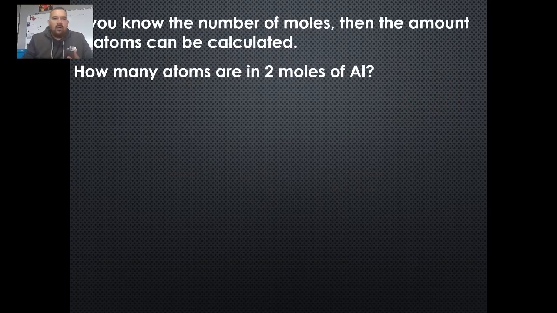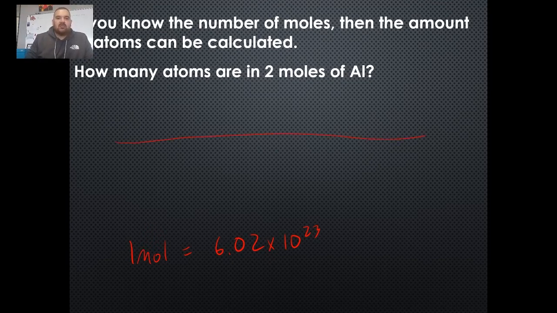All right, so if you know the number of moles, then the amount of atoms can also be calculated. So we know that 1 mole is equal to 6.02 times 10 to the power of 23. So how many atoms are in 2 moles of aluminum? We know that 1 mole is going to be 6.02 times 10 to the 23rd.